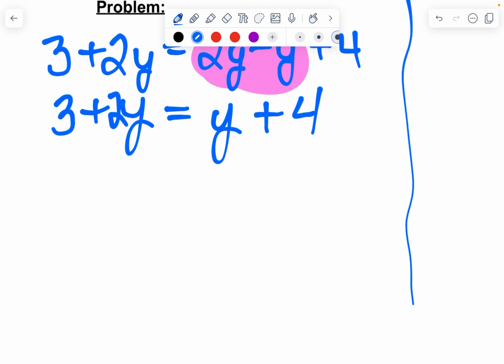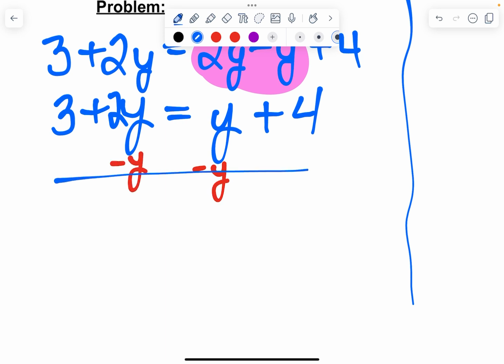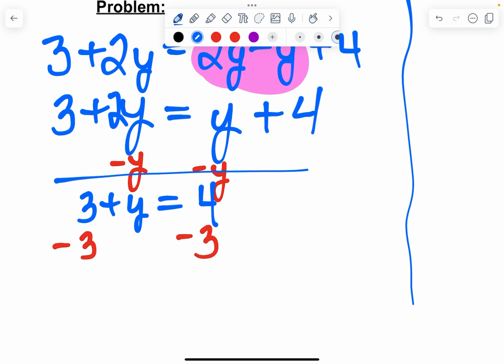Now, we're going to go to the next step. You're going to notice that I got y's on either side. How many can I subtract? Well, I can subtract 1y from each side. I end up with 3 plus y equals 4. You notice I got numbers on each side. The largest number I can take away is 3. So minus 3, minus 3. And I end up with y equals 1.